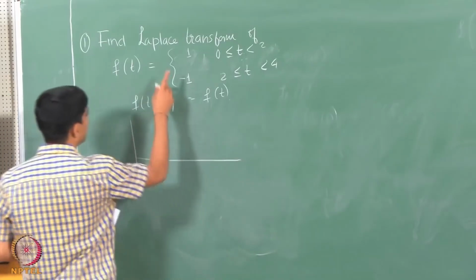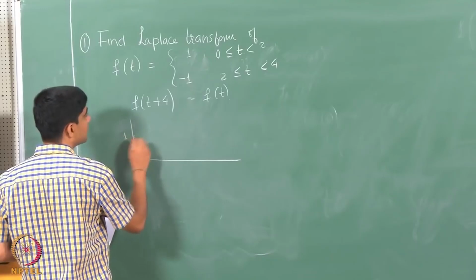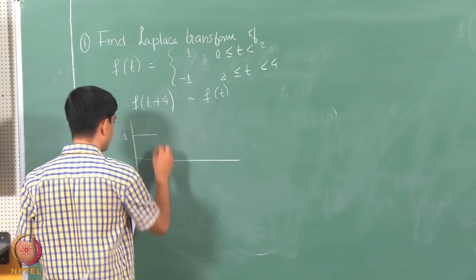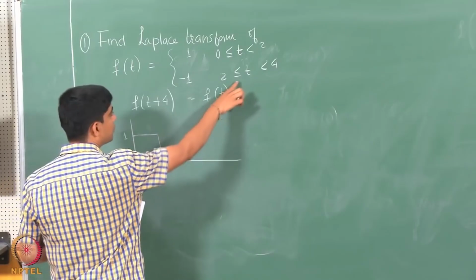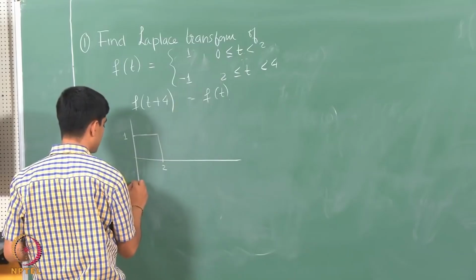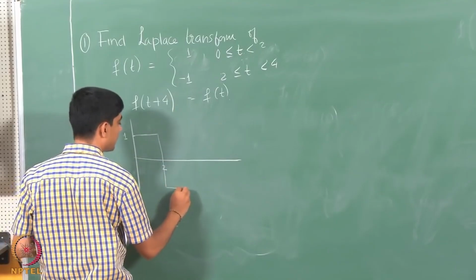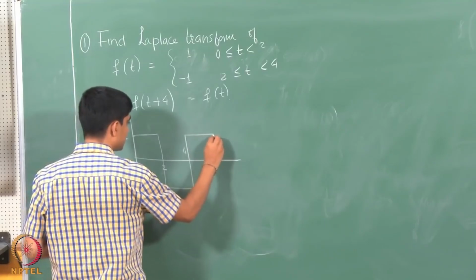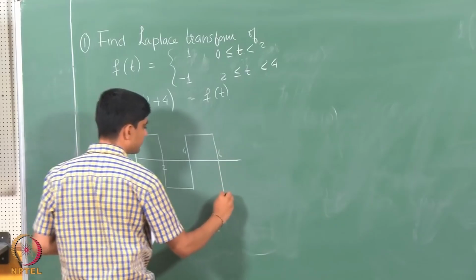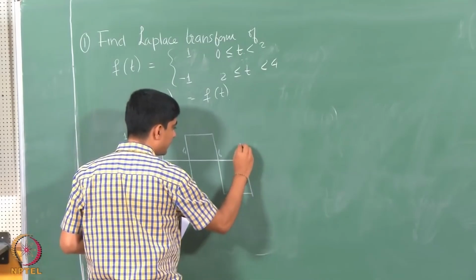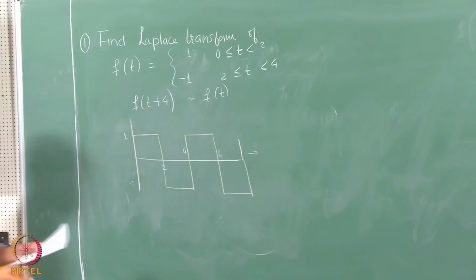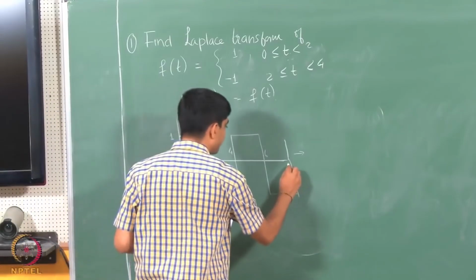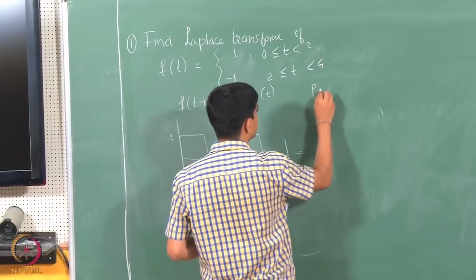So, f has a value of 1 from t going from 0 to 2. So, it will look something like this, right, and at 2 it takes a value of -1. So, this until it reaches 4 and keeps on doing this, right. So, I have a 6 here and 8 and so on. Okay. Now, this is a periodic function.